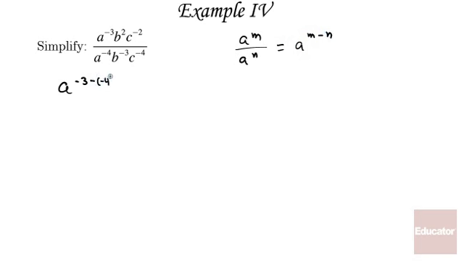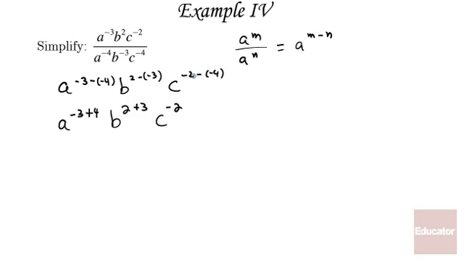minus negative 4, b squared minus negative 3. You have to be careful with the signs with all these negatives. And then c to the negative 2 minus negative 4. Let's take care of these signs. This is negative 3. Negative and negative actually gives me plus 4. And this is 2 minus negative 3, so that is plus 3. And then c minus negative 4 is plus 4.